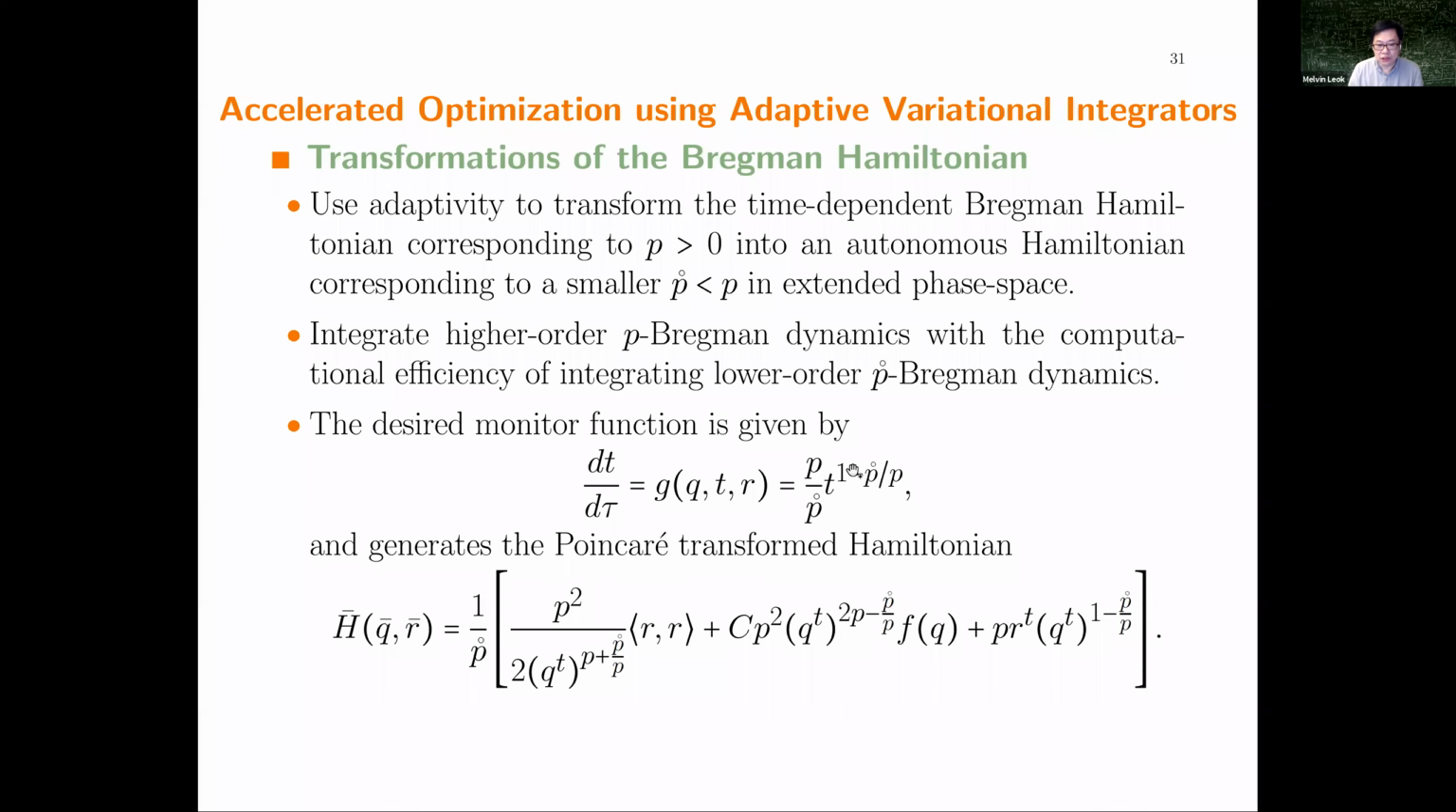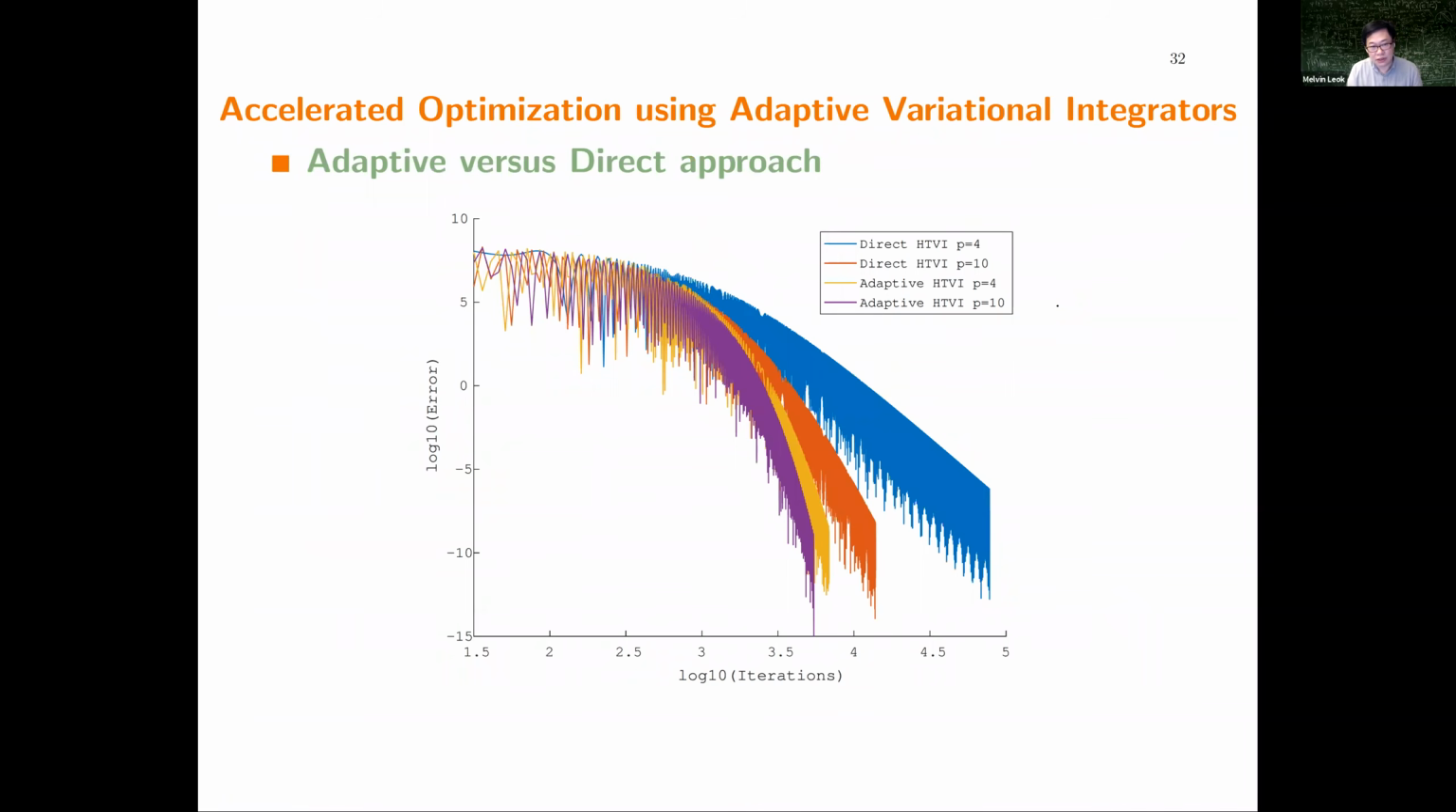And you have some sort of monitor function which achieves that rescaling, and this generates this Poincare transformed Hamiltonian. Those details don't really matter, but let me just say what the numerical results tell you. If you do a direct discretization, which is the one where the monitor function is identically 1, and you just treat the P Bregman Hamiltonian as if it was the pre-Bregman one, then you get pretty good rates of convergence.